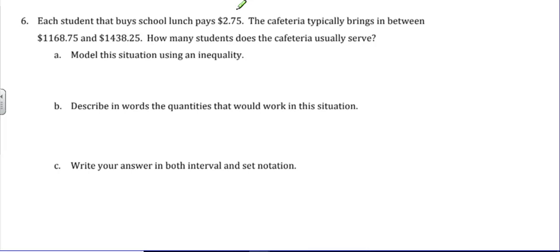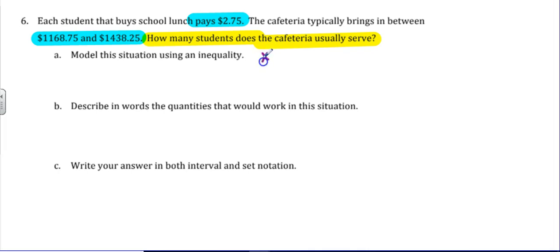So we want to model the situation using an inequality. Let's start with identifying the important information, which is what the question is asking. So it's asking how many students does the cafeteria usually serve? And to answer this question, we need to return to these other two sentences. So each student that buys a school lunch, they pay $2.75. So that's the cost of school lunch. And the cafeteria brings in between $1,168.75 and $1,438.25.